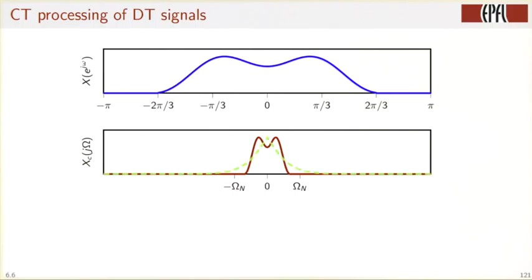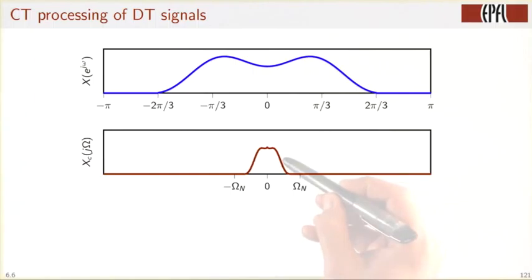We apply a continuous time filter, which is this green spectrum here. The continuous time filter might not be band limited, but that doesn't matter because the input to the filter is band limited, so the result will be band limited as well. And then we have the result in continuous time, which is a modification of the spectrum here, between minus omega N and omega N, and it looks slightly different because of the filtering effects that we just applied.